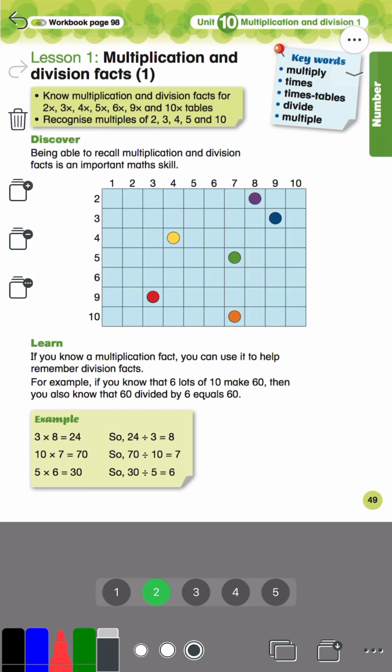Hello kids, today's lesson is lesson 1 from the multiplication and division unit. So we're taking multiplication and division facts 1.